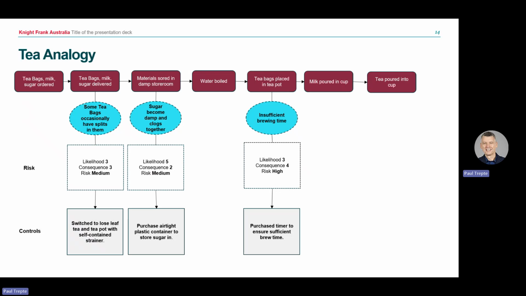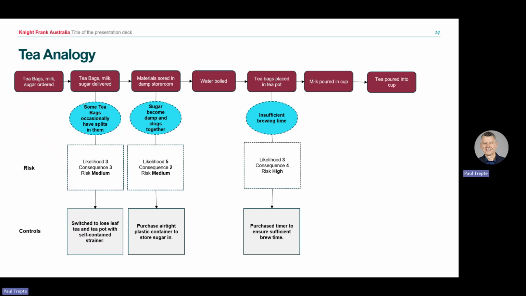When we start our process, we boil the water and then we place the tea bags in the teapot. But we suddenly started to get some complaints from customers that the tea they're getting is a bit weak. So we've identified the single point of failure as insufficient tea brewing time. And again, we've identified this is a possible likelihood, a 3. And we've identified that it's a moderate consequence. We are getting some customers moan about this issue. And so the corresponding risk level is a high risk.